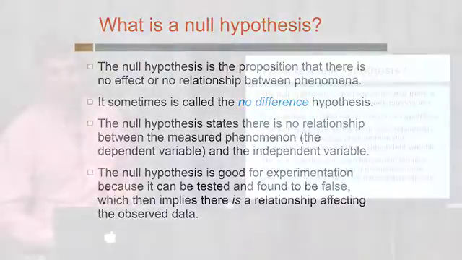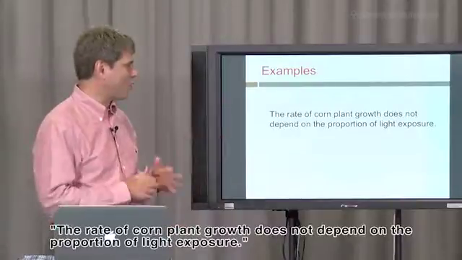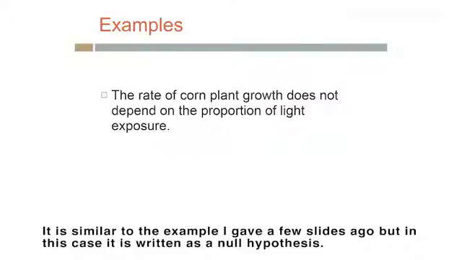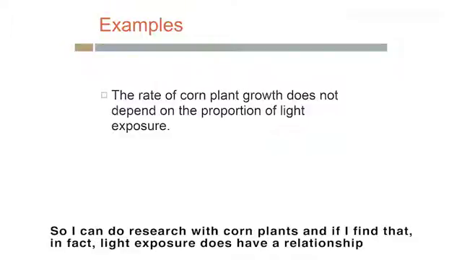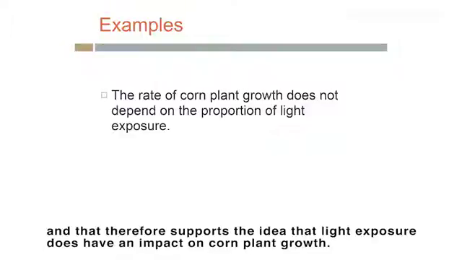Okay, let's take a look at a couple of examples. The rate of corn plant growth does not depend on the proportion of light exposure. So it's kind of similar to the example I gave a few slides ago, but in this case, it's written as a null hypothesis. So I can do research with corn plants, and if I find that in fact light exposure does have a relationship with how much they grow, I can say this is false. And that therefore supports the idea that light exposure does have an impact on corn plants' growth.